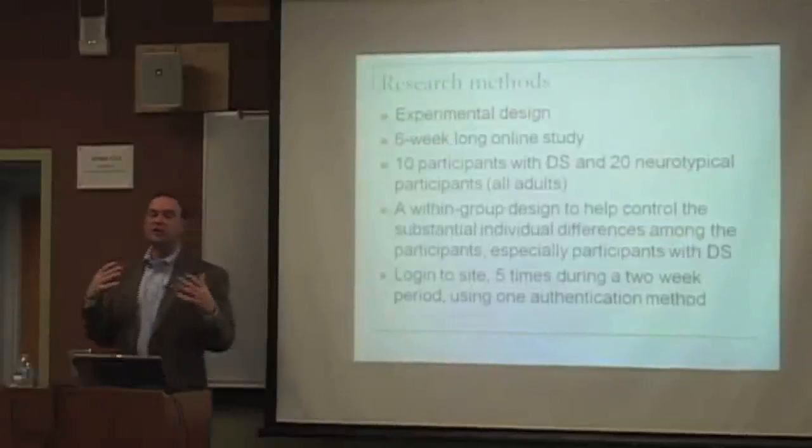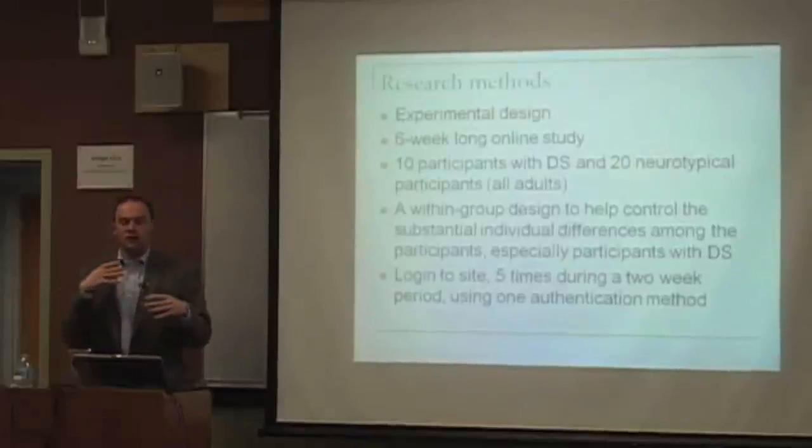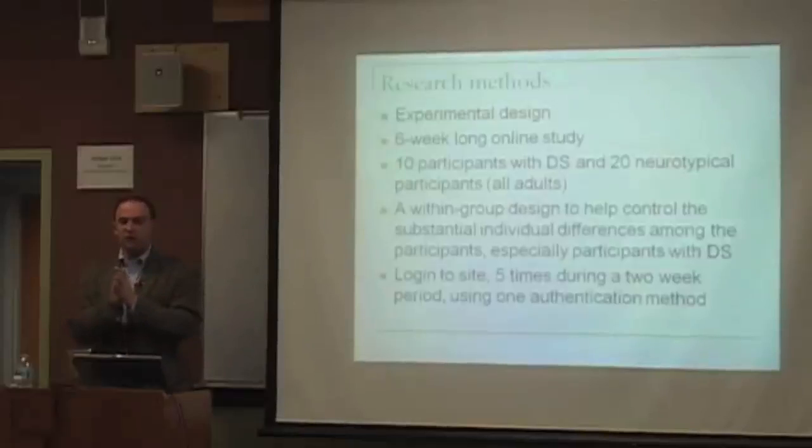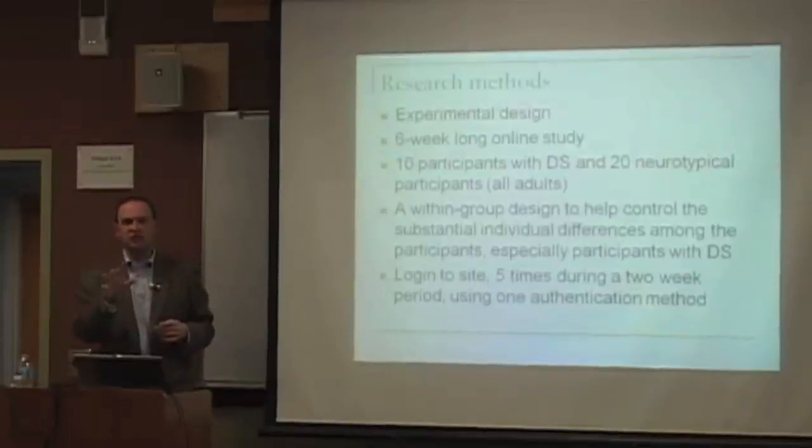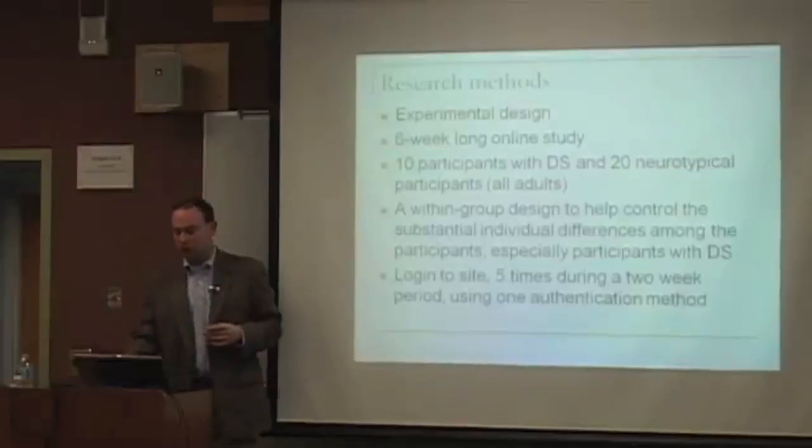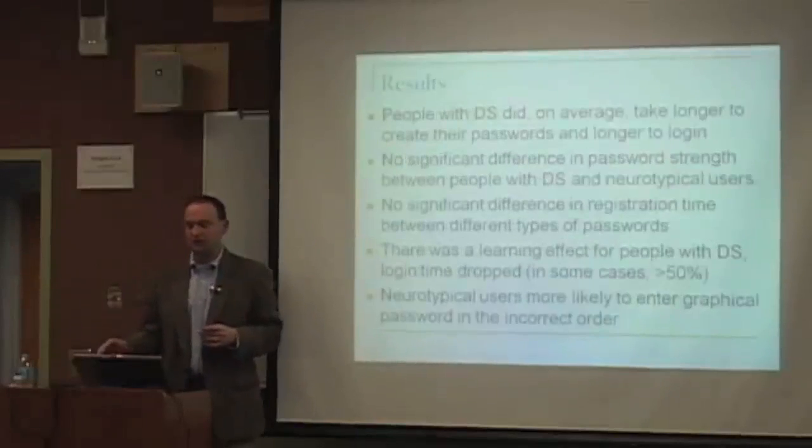So what we did here is we did an experimental design. It was a 6-week-long study. Right? Within 2 weeks, basically, they focused on one type of password within-group design. We had 10 participants with Down syndrome and 20 neurotypical participants, all adults, all people above the age of 18.